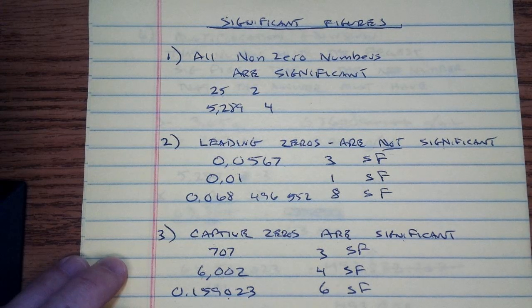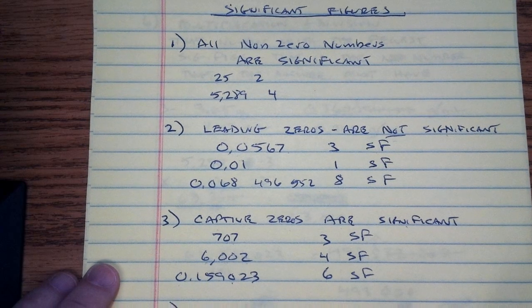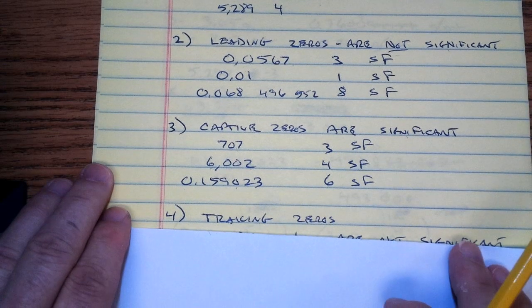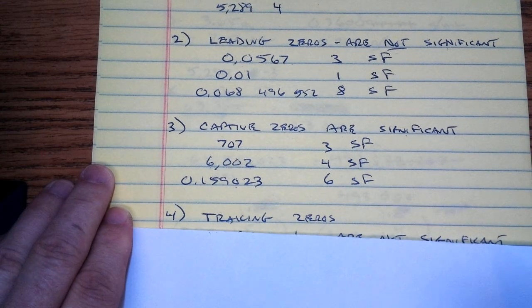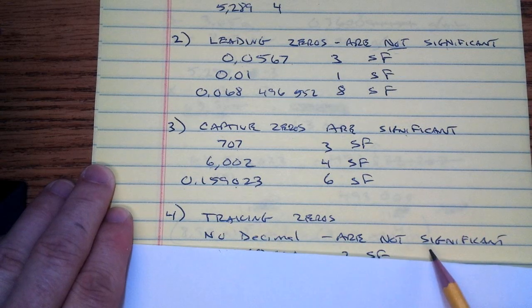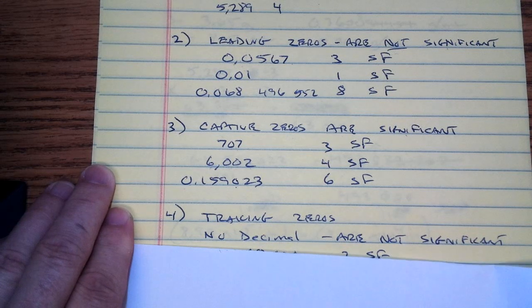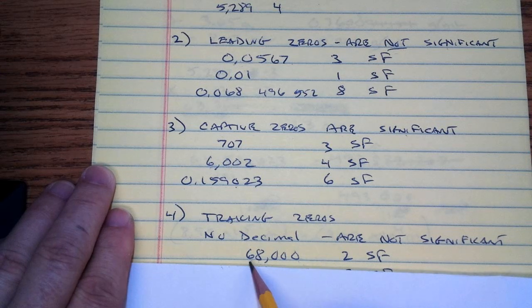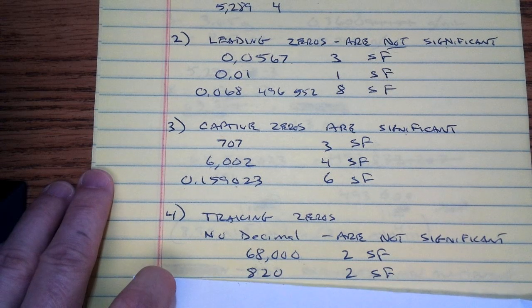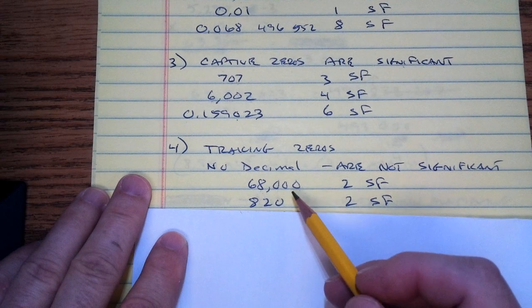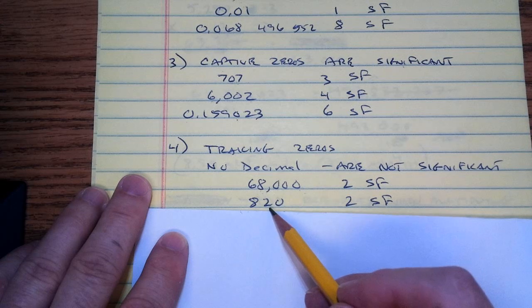Now, the next rule, trailing zeros, is a bit more complex. There are two parts to the trailing zeros rule. Trailing zeros are zeros that are behind a number. Those that have no decimal are not significant, such as 68,000. These trailing zeros, there's no decimal anywhere in this number, so they are not significant. So we just have 2 sig figs. 820, trailing zero with no decimal. So that one doesn't count either. We just have 2 sig figs, the 8 and the 2.